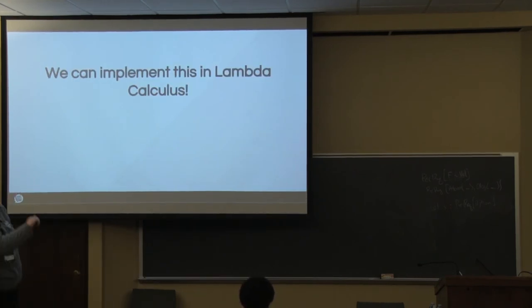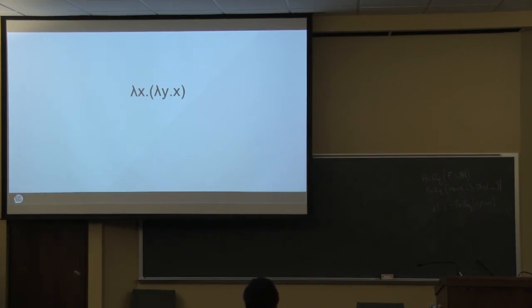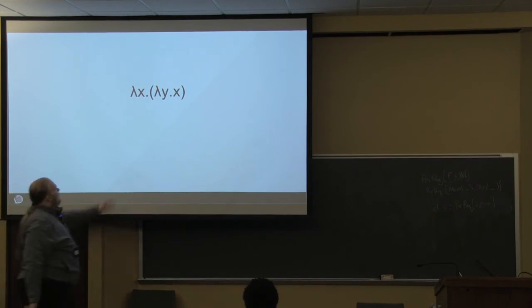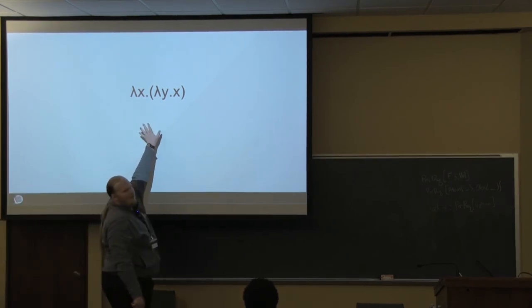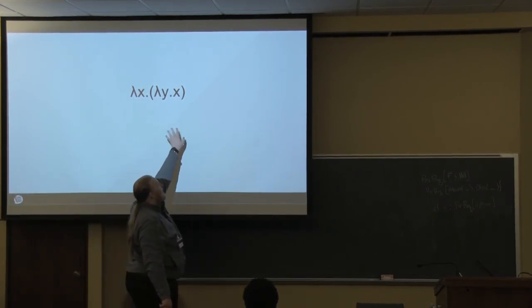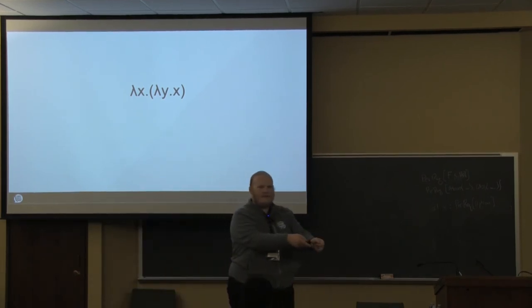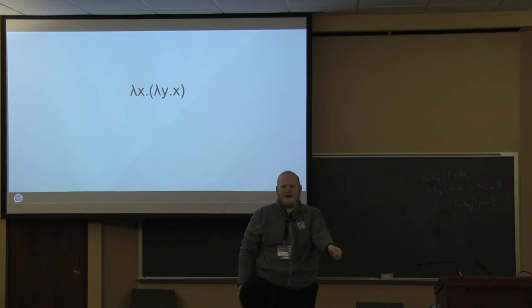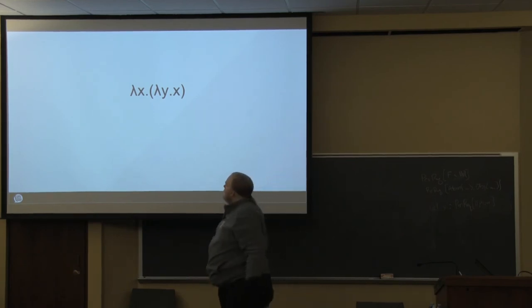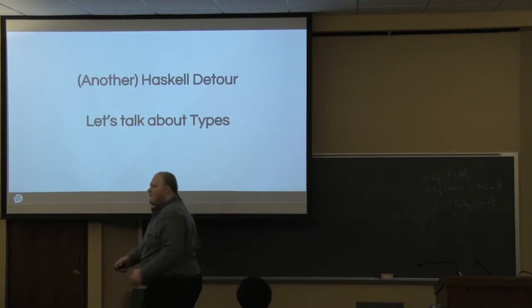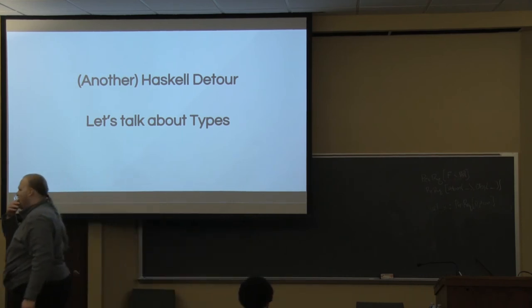And as it turns out, this is like one letter different from the function we just took. So lambda x dot lambda y dot, that's all the same. But instead of x, y, it's just x. You give me two things, I drop the second one, I give you the first one back. All right, we haven't talked about Haskell enough yet. Let's talk about types.